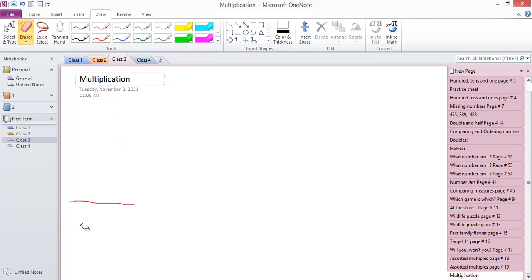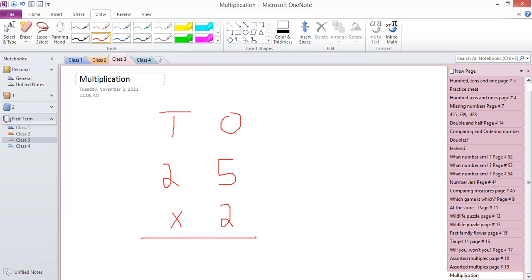This is very simple, guys. When you are multiplying any number, in 25, how many tens and how many ones are there? There are 2 tens and 5 ones in 25. You are multiplying 25 by 2. So when you multiply any number, you have to multiply the number by ones first. So 2 multiplied by 5 equals what? 10. Very good. 2 multiplied by 5 ones is equal to 10 ones.